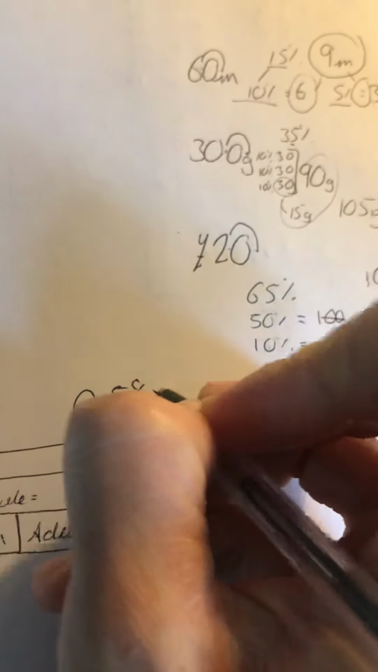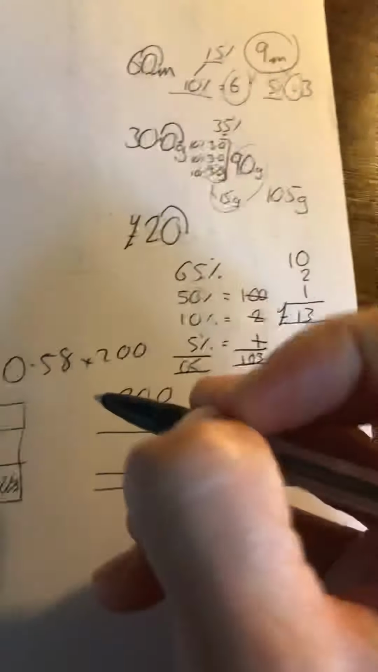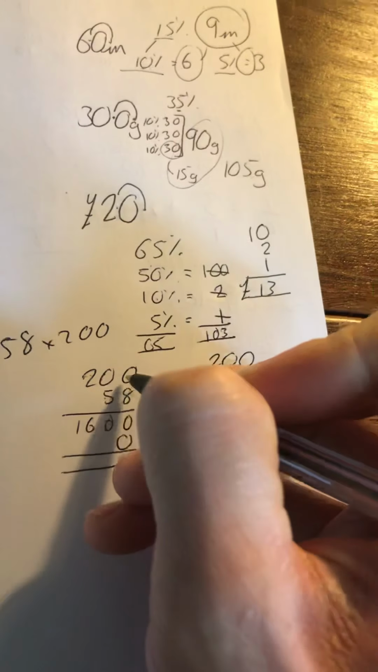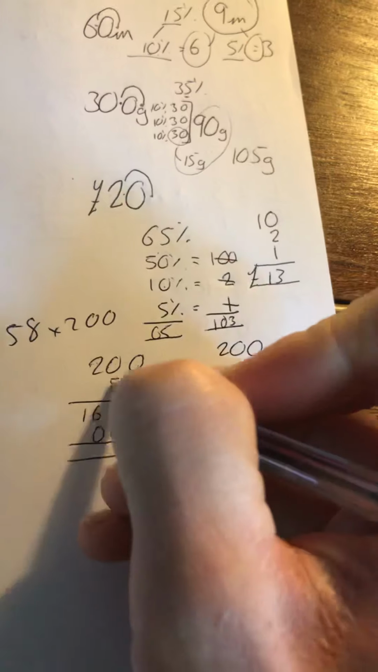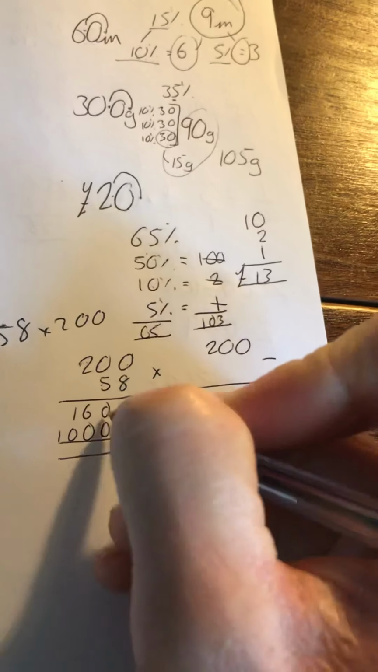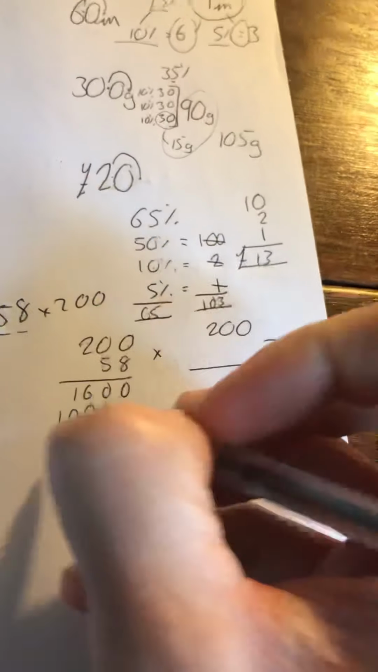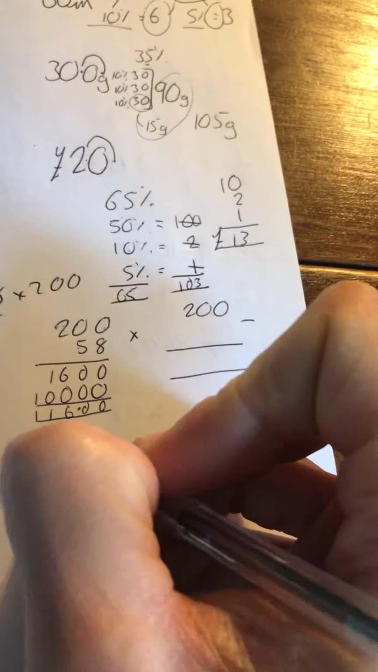So we're now going to do 0.58 times 200. 8 times 0, 8 times 0, 8 times 2. 5 times 0, 5 times 0, 5 times 2. Add them together. 6, 1, 1. Don't forget 2 decimal places, so it's 116.